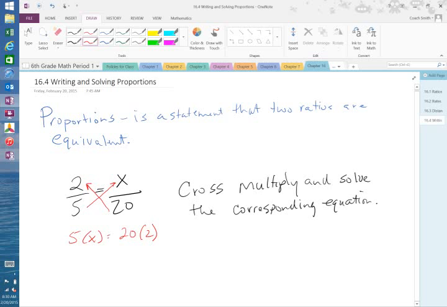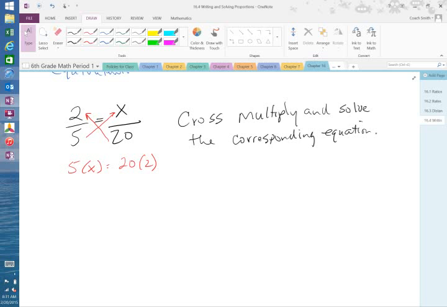When we cross multiply, we're going from the bottom of one ratio to the top of the other ratio, and then we do the same thing with the other one. It's not crossways from top to top, bottom to bottom, but it is cross. It means you have to cross something. So now that equation is 5x equals 40. So how do I solve 5x equals 40? Brandon, how do I solve 5x equals 40?